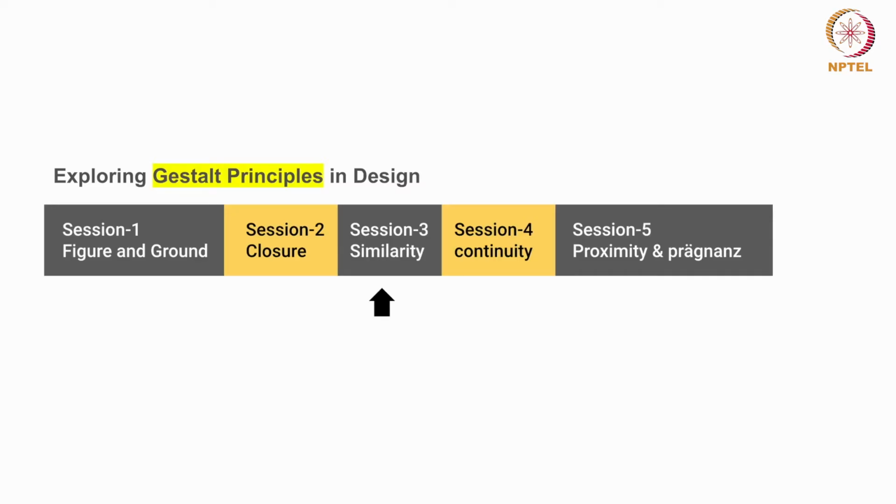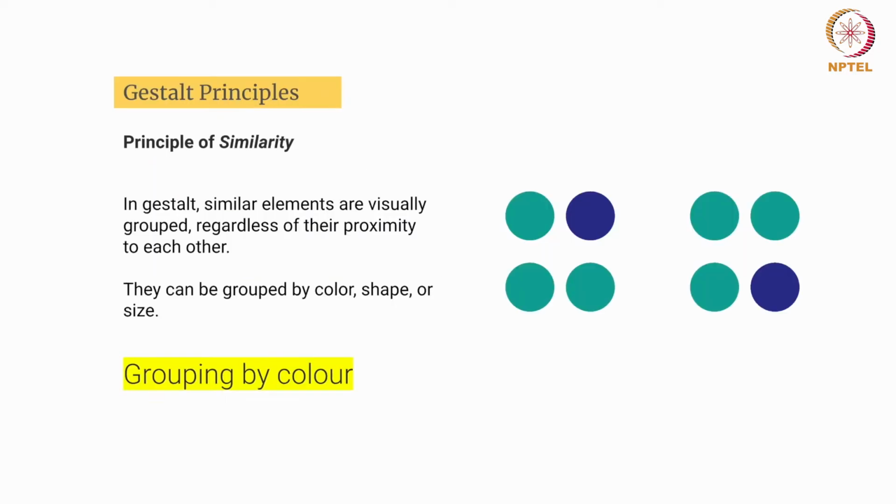So today in Session 3, we'll try to understand what Gestalt's principle of similarity is. So let's go through that. If you see this slide, in Gestalt's principle of similarity, similar elements are visually grouped regardless of their proximity to each other. They can be grouped by color, shape, or size.